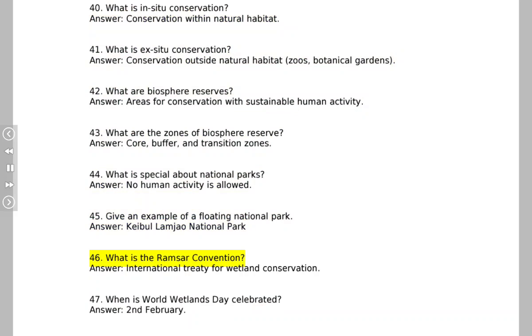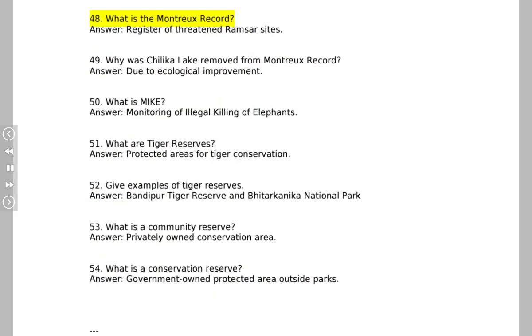46. What is the Ramsar Convention? Answer. International Treaty for Wetland Conservation. 47. When is World Wetlands Day celebrated? Answer. The 2nd of February. 48. What is the Montreux Record? Answer. Register of Threatened Ramsar Sites. 49. Why was Chilika Lake removed from Montreux Record? Answer. Due to ecological improvement.